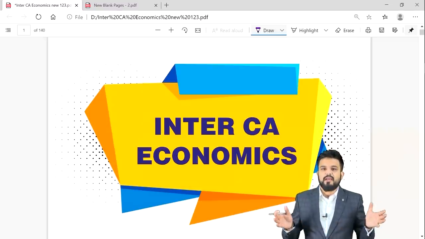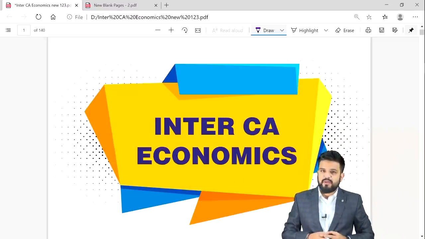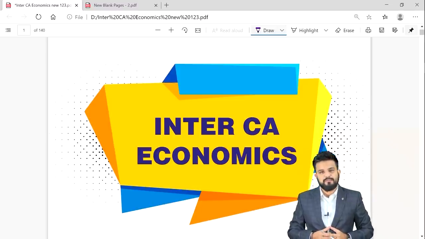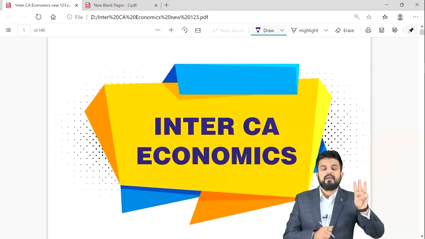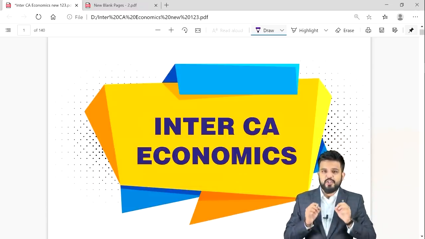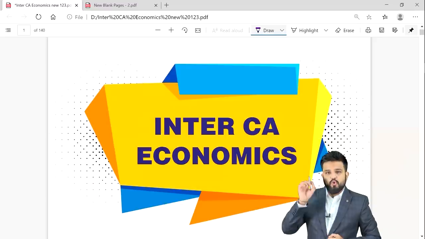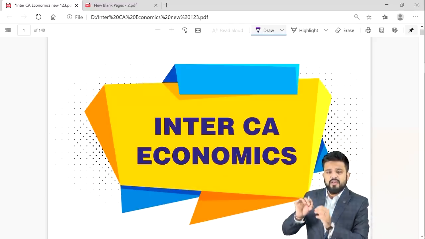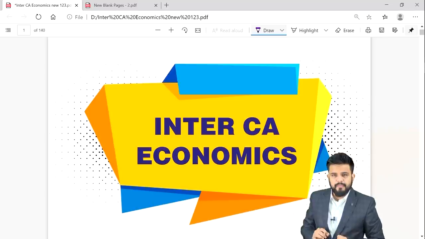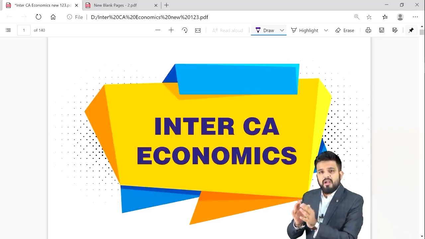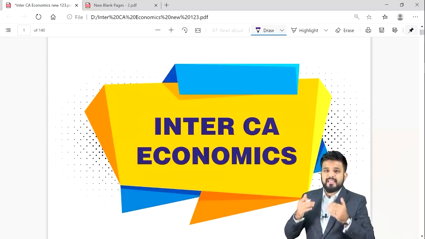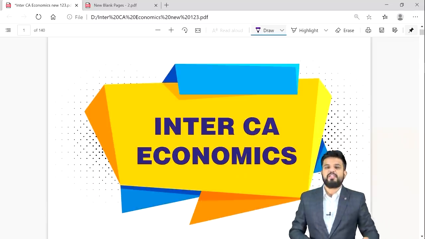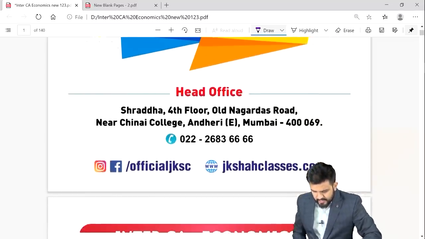So students, as you know, there are a total of 4 chapters in Inter-CA Economics. First is National Income, second is Public Finance, third is Money Market, and fourth is International Trade. A precise, meaningful revision session we will be conducting, and I am going to cover each and every question. Numerical sums we will also discuss. So let us start with the first chapter, that is National Income.